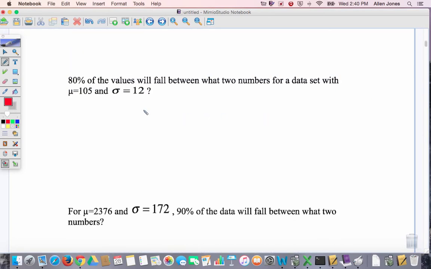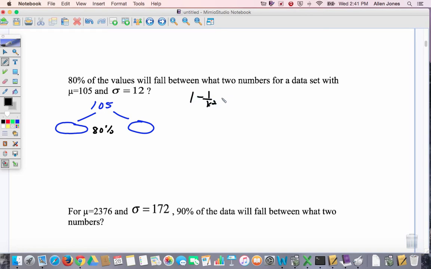Let's move on and continue with Chebyshev's theorem, but with a different look here. 80% of the values will fall between what two numbers for a data set with a mean of 105 and a standard deviation of 12? Notice we have our mean, but we don't know what number we go down to or what number we go up to, but we do know that between those two numbers is 80%.